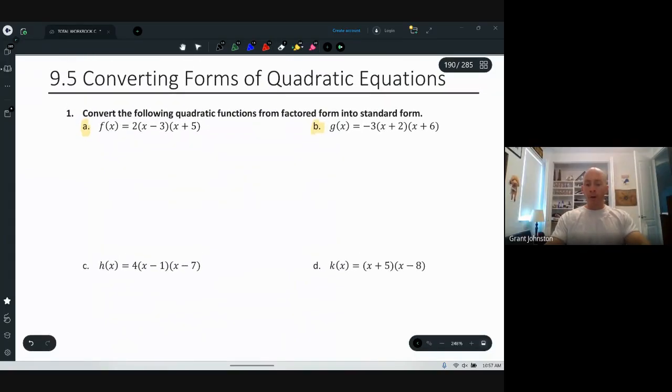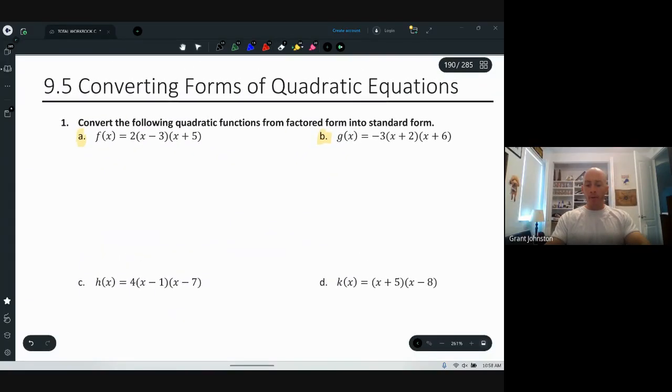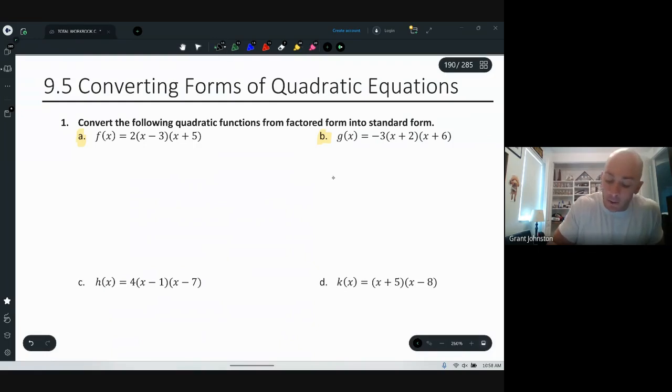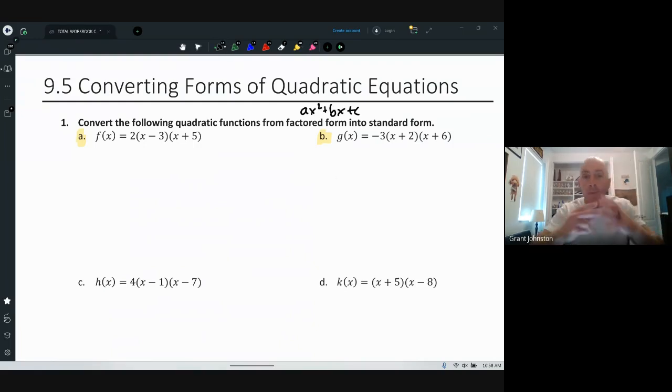Converting forms of quadratic equations. Okay. So it says convert the following quadratic functions from factored form to standard form. So remember, standard form is just it written out like an ax squared plus bx plus c. It's just expanded out into that form, that standard form. So in order to convert these, we need to just distribute and expand this thing out.